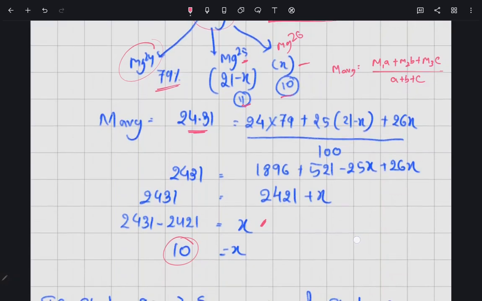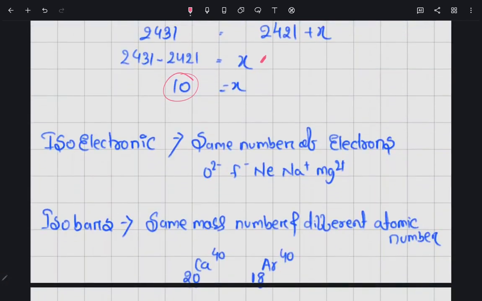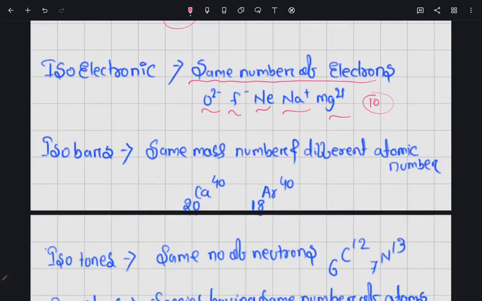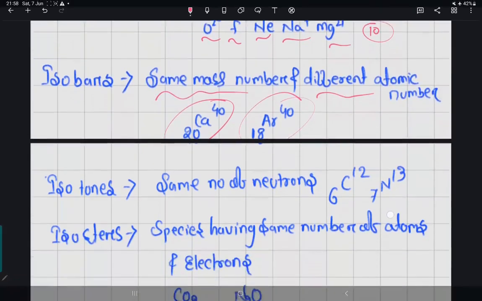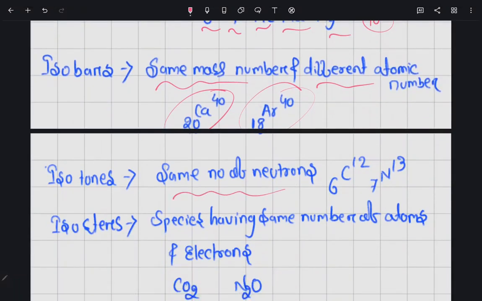So when we are talking about isotopes, let us understand all the other related topics also. What are isoelectronic species? The species which have the same number of electrons are called isoelectronic species. O2 minus, F minus, Ne, Na plus, Mg2 plus all have the same number of electrons, which is 10. Isobars have the same mass number and different atomic number, like calcium and argon. Both have the same mass number but different atomic number. The same way, isotones have the same number of neutrons, like C-14 and N-13. If you see, the number of neutrons in both cases is 8 and 6.